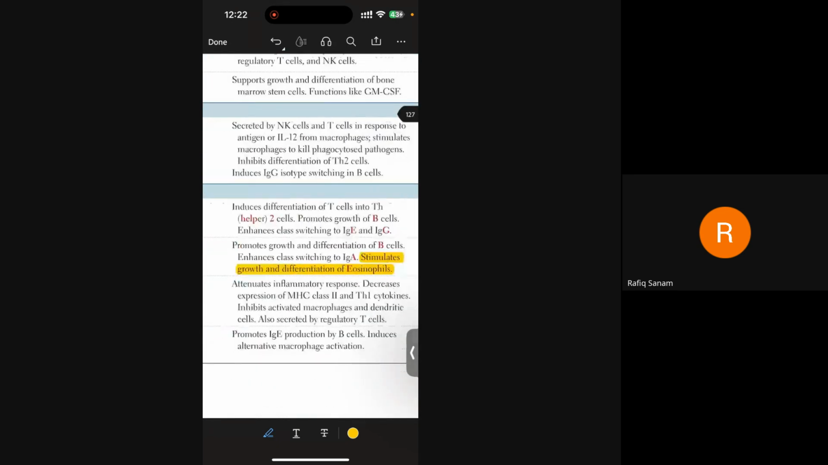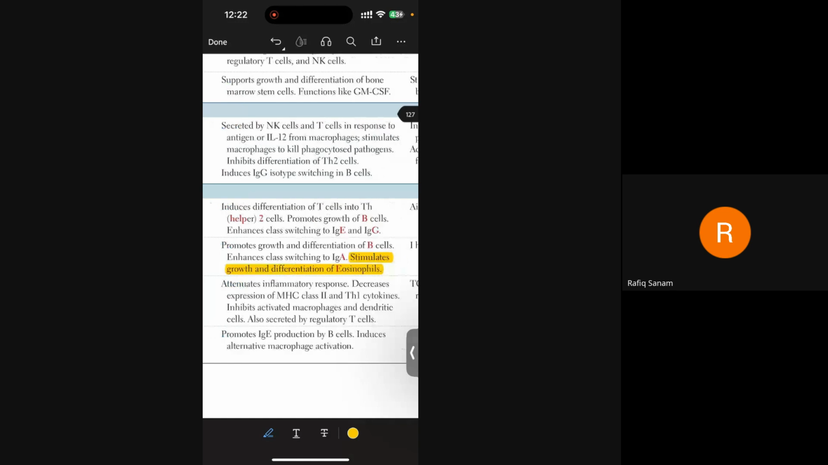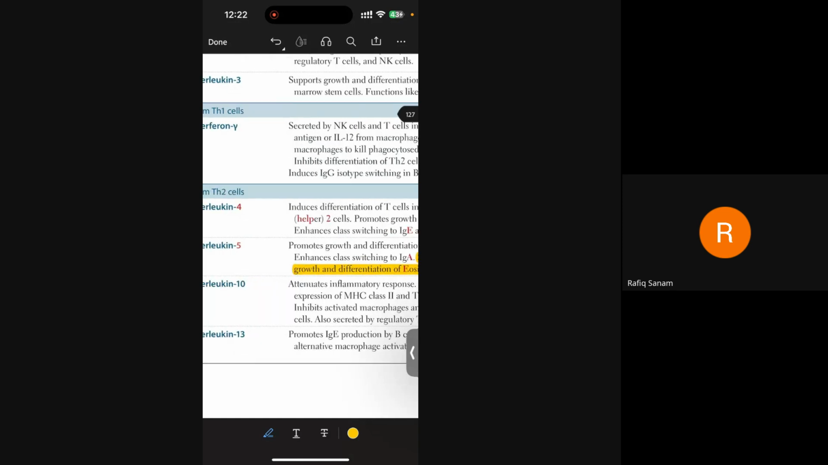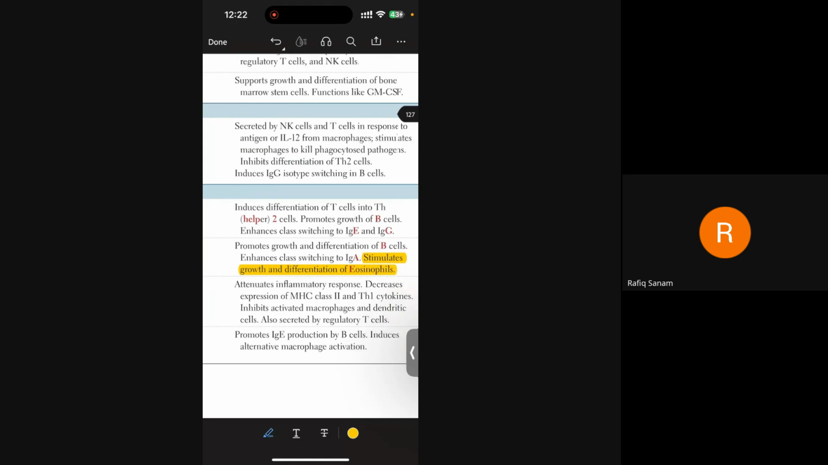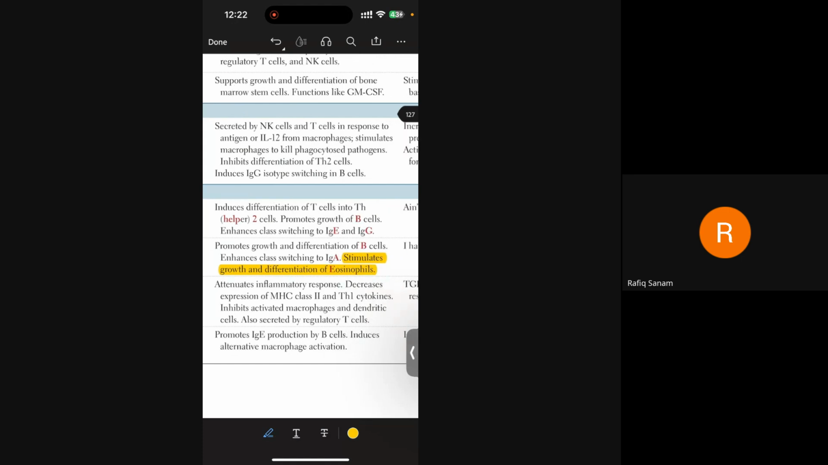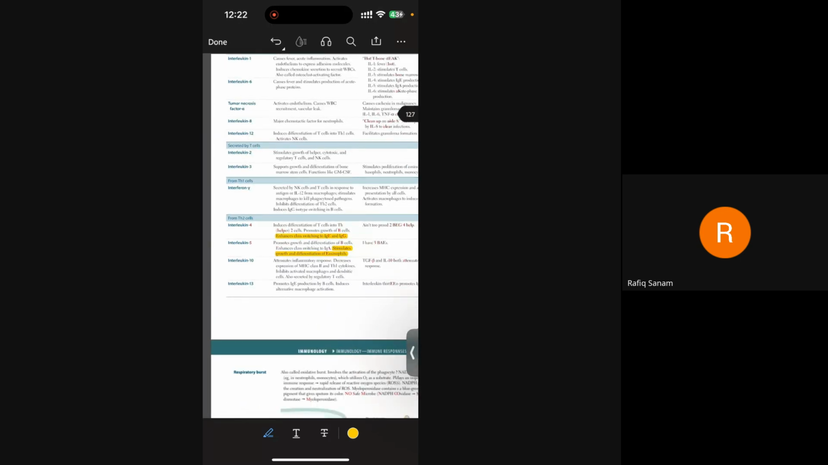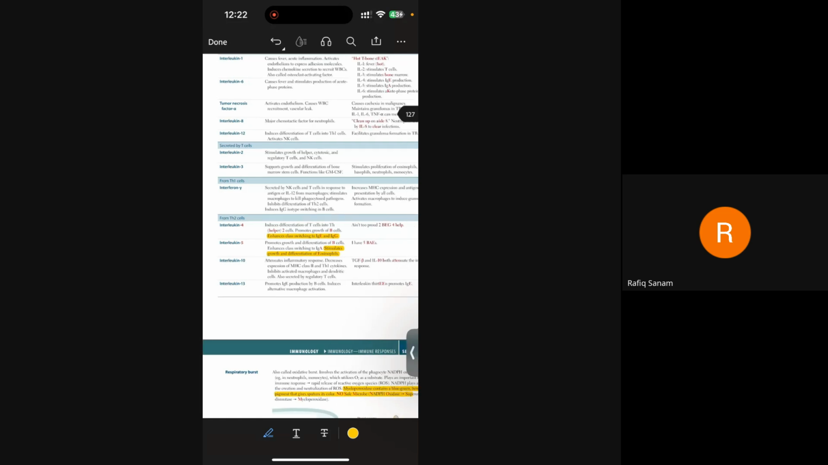Interleukin 5 is involved in stimulation. It stimulates the growth and differentiation of eosinophils. Now, interleukin 4 enhances class switching to IgE and IgG. And in our question, what he is asking is which interleukin is going to get involved in class switching. So now you know why the answer is interleukin 4, not interleukin 5.